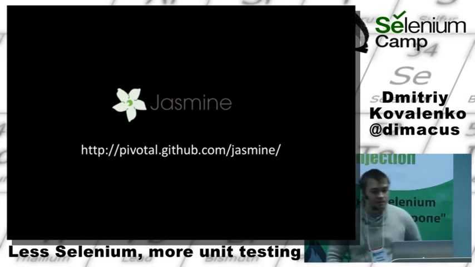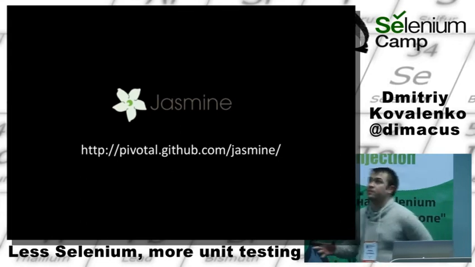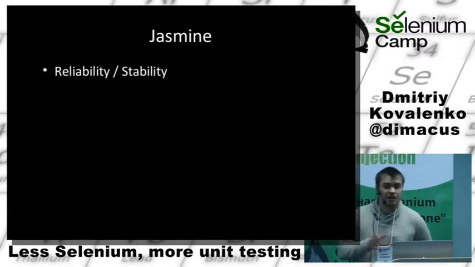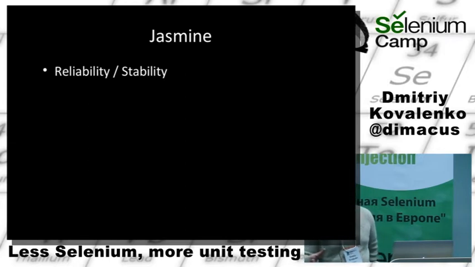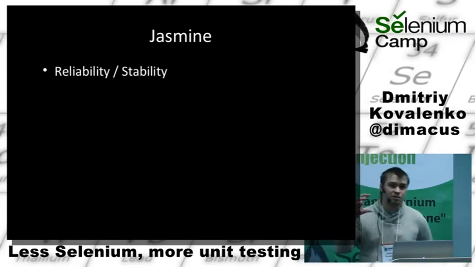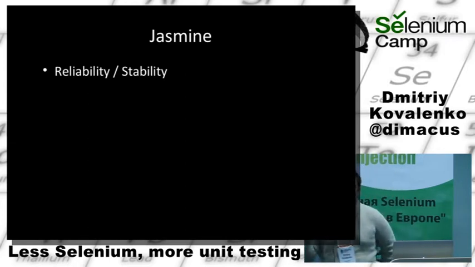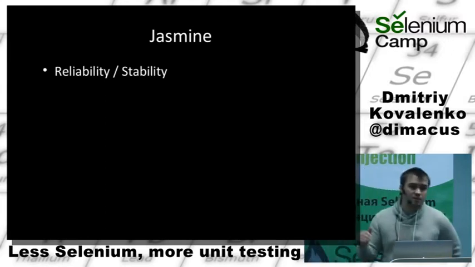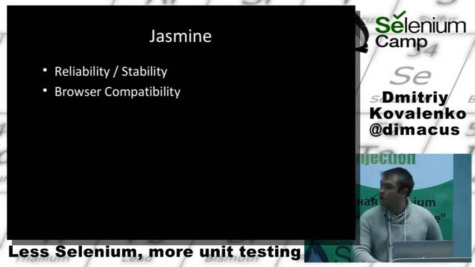The first one is reliability. Jasmine is a JavaScript testing framework. It's not an application testing framework. So it tends to concentrate only on the browser, and it only loads the things that it has to load. It doesn't go and load Google. It doesn't do Facebook. It doesn't do any of those things. It just loads your JavaScript files, and that's it.